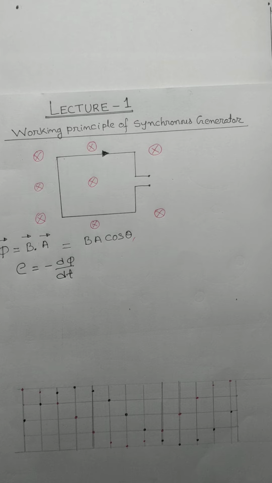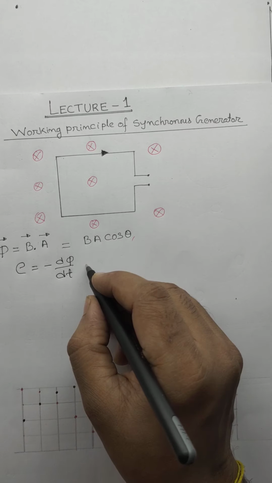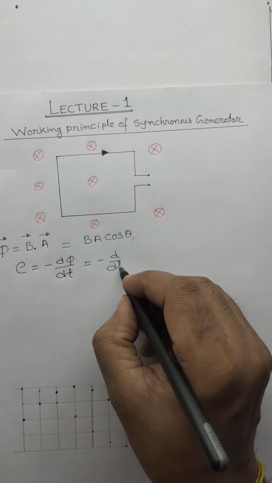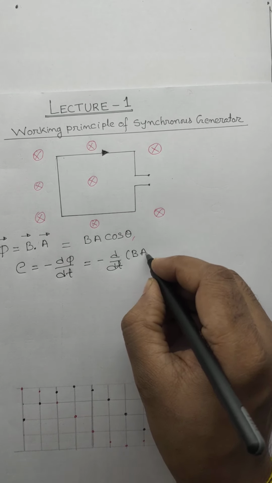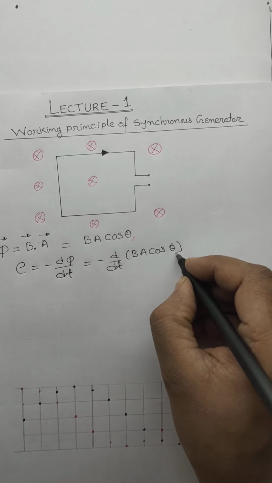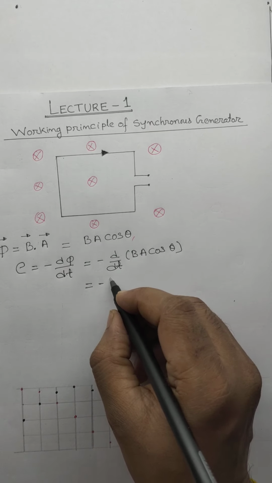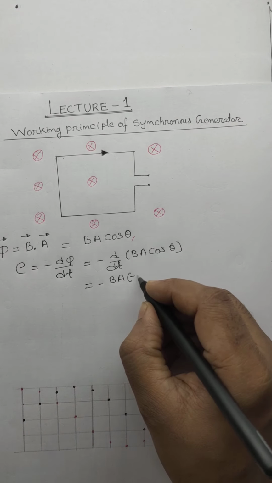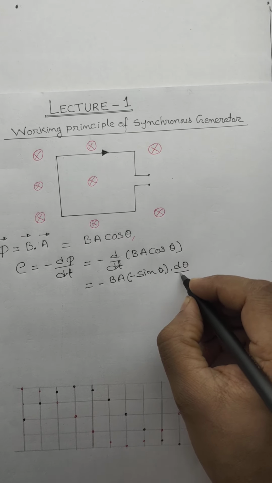When I write this, I assume that there is only one conductor. If there are a number of conductors, then it has to be multiplied by the number of conductors. So this is equal to minus d/dt of phi. Phi is B A cos theta. Now B and A, both of them are constant, so we can write this as minus B A into, what is the derivative of cos theta? Minus sine theta into d theta by dt.